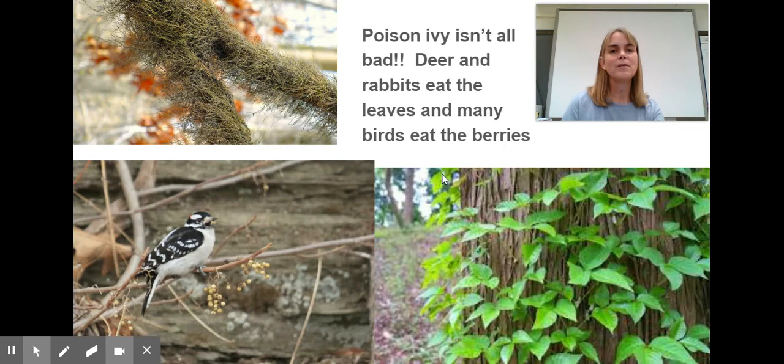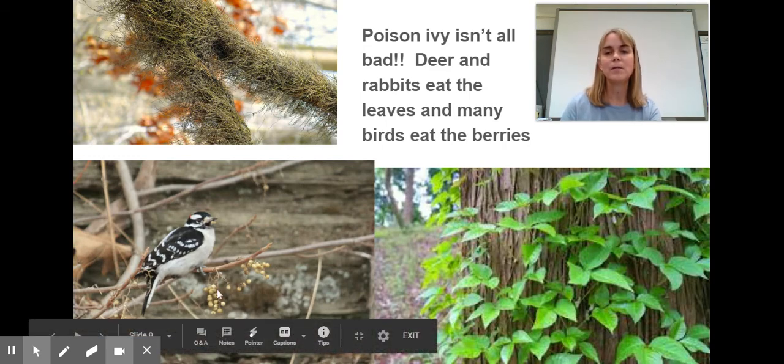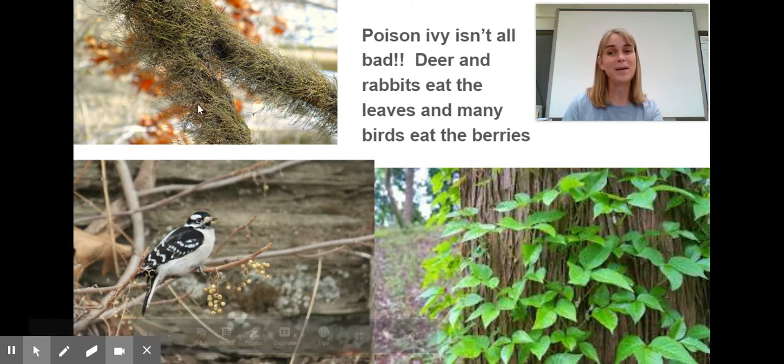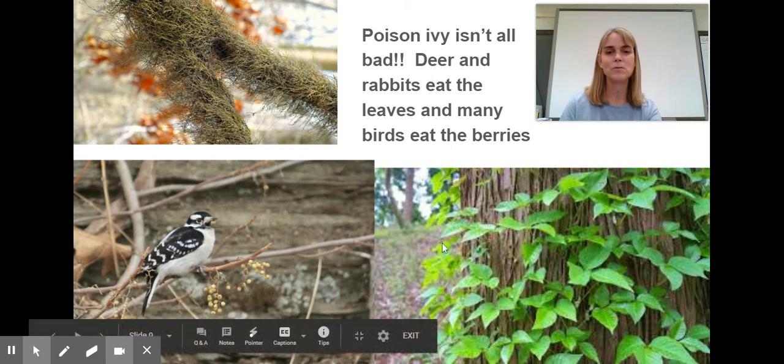Keep in mind that poison ivy isn't all bad. Deer and rabbits eat the leaves, and birds often eat the berries, like this woodpecker here. And a couple more pictures. This is a poison ivy vine, the hairy vine, no friend of mine, that sort of thing.